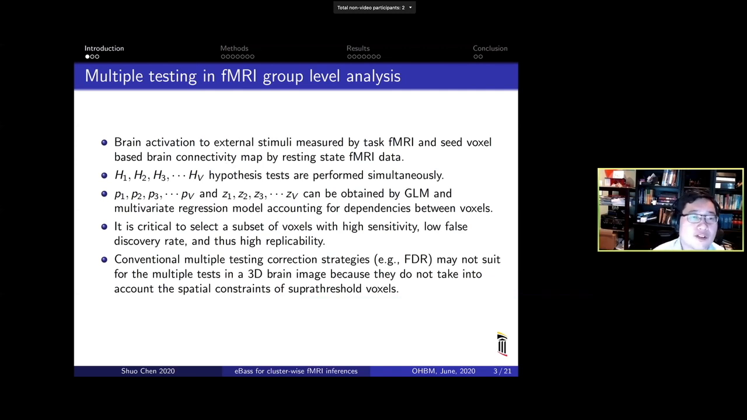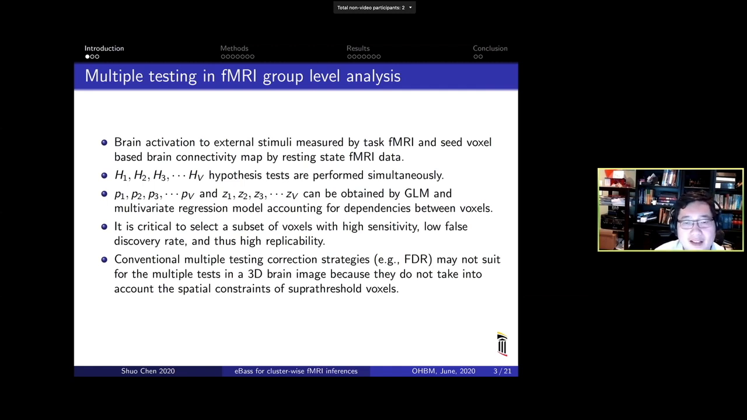The topic of this talk mainly focuses on a very famous and long-standing problem of multiple testing in fMRI data analysis. This could be brain activation analysis to some external stimuli measured by task fMRI, or seed-voxel-based brain connectivity map analysis at the group level. Suppose we have capital V voxels and V hypothesis tests can be performed simultaneously. And the p-values and z-test statistics can be calculated by general linear model or multivariate regression that account for the dependencies between the voxels.